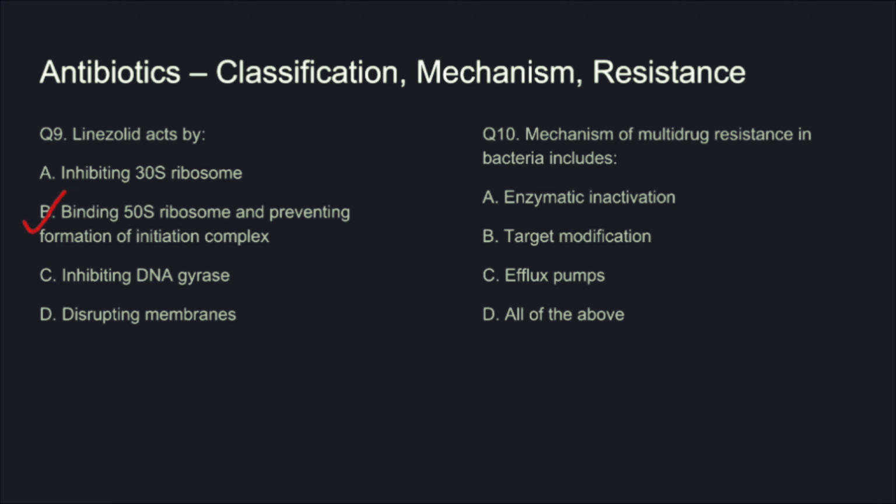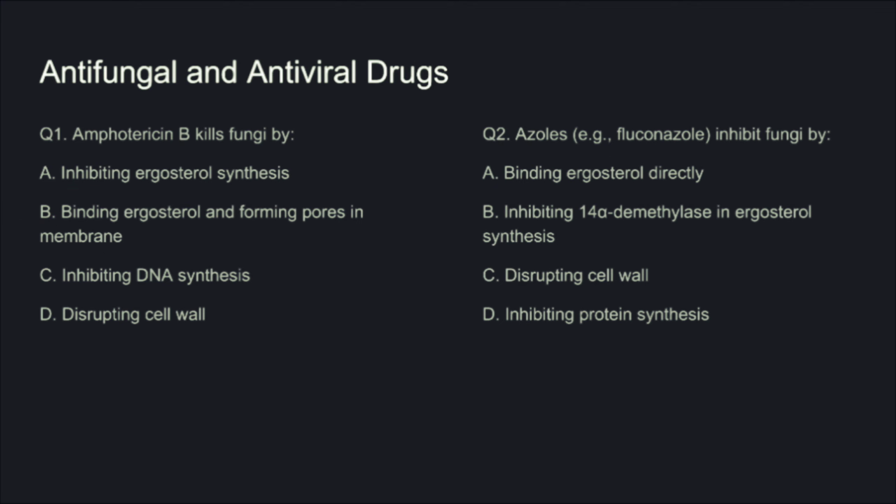Now question 10. Mechanisms of multi-drug resistance in bacteria include: A. Enzymatic inactivation, B. Target modification, C. Efflux pump, D. All of them. So the correct answer is all of the above. Now the next topic is antifungal and antiviral drugs.